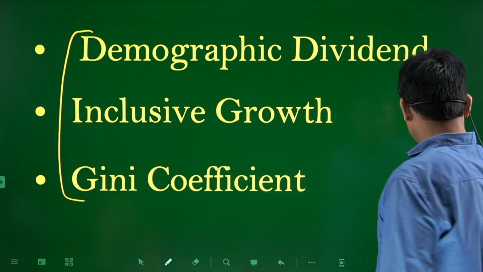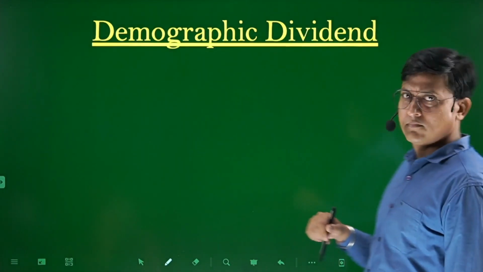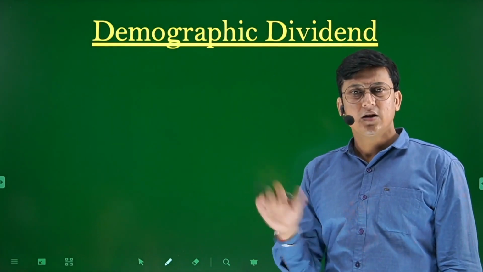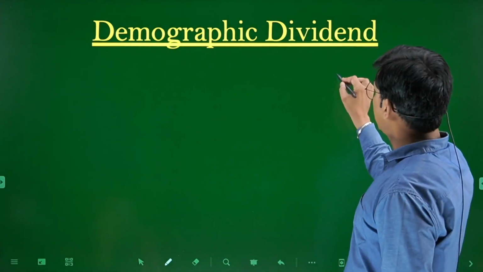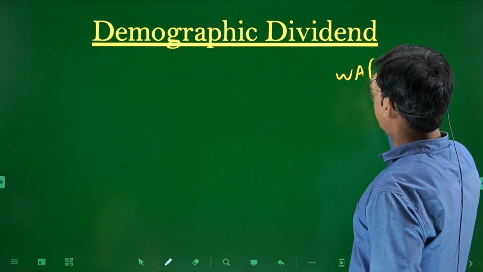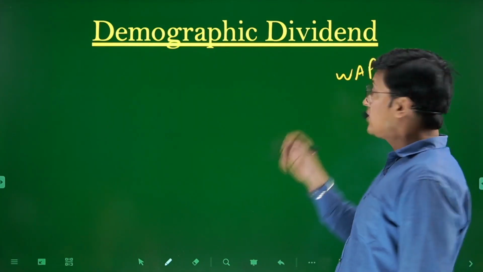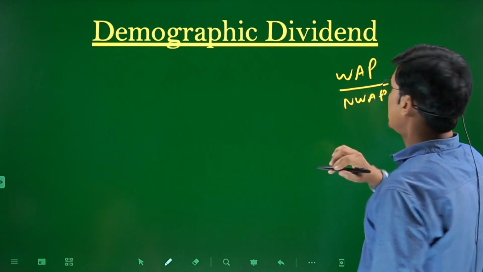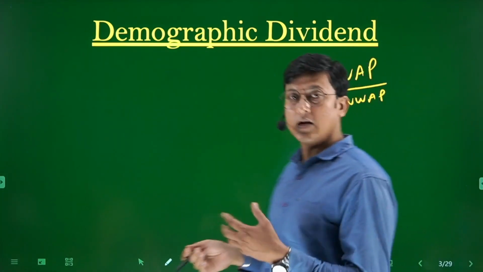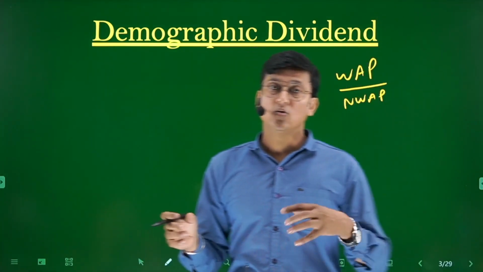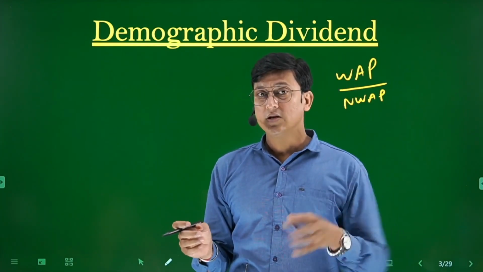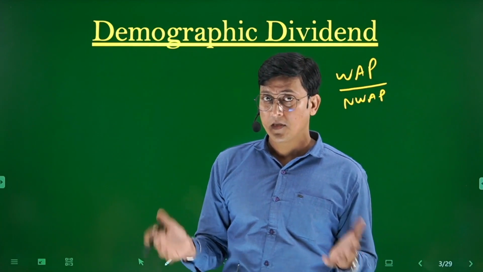So, what is demographic dividend? As you know, this is nothing but the ratio between the working age population and the non-working age population. If the working age population of the country is higher than the non-working age population of the country, then we call it demographic dividend. Means the persons who are working, काम करने वाले लोग हैं, वो ज़्यादा हैं उन लोगों से जो कि अभी काम नहीं करते हैं, right?